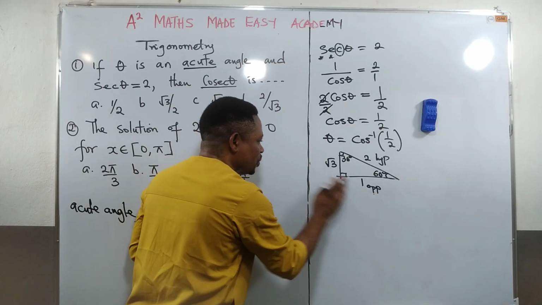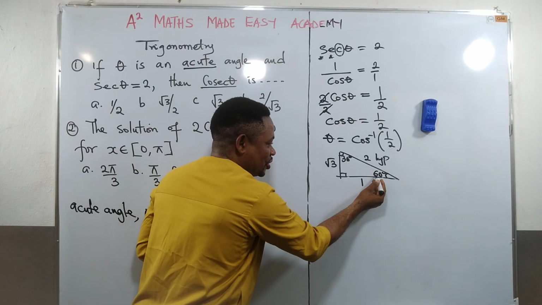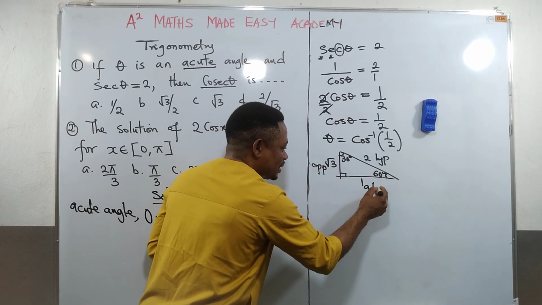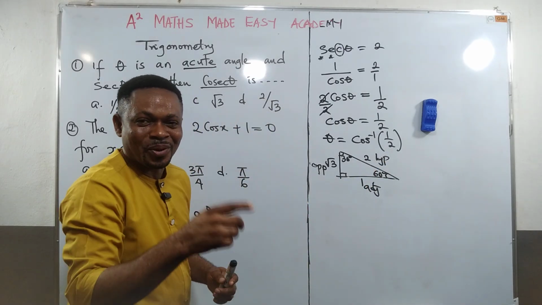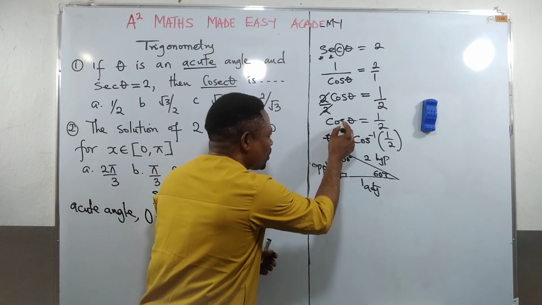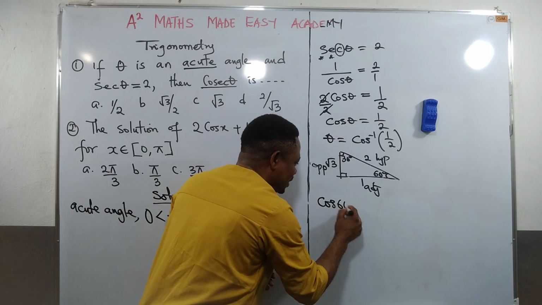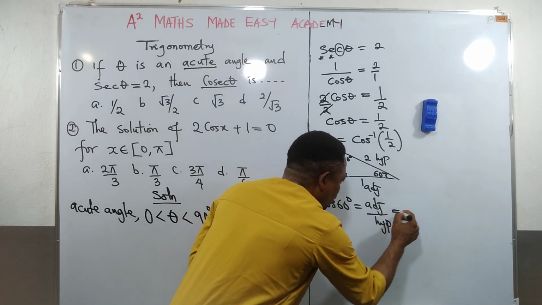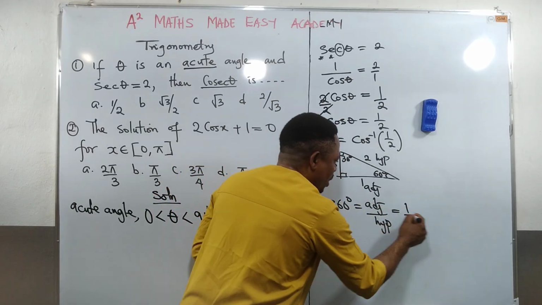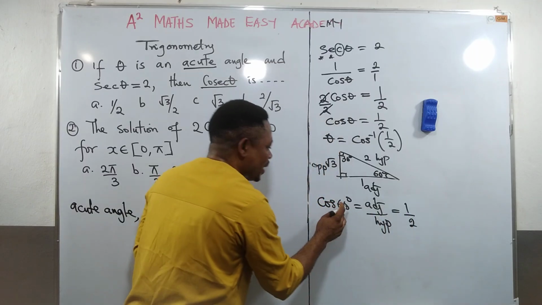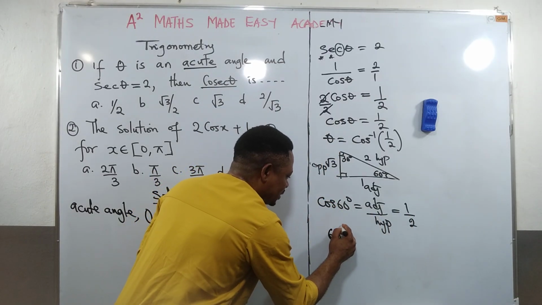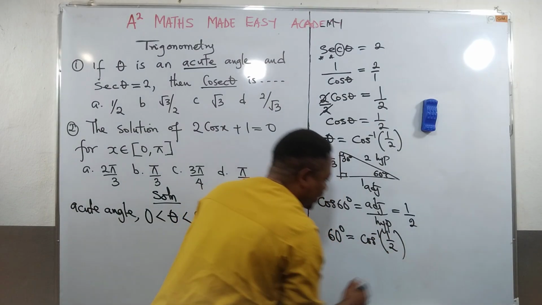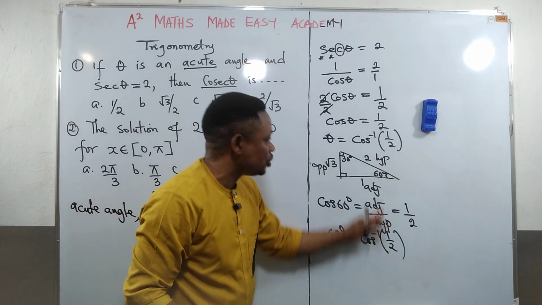If I'm using 60 degrees now, the direction will change. This is 60; we call this opposite, and we call this adjacent. The longest side is the hypotenuse. We are looking for cos, so I will now generate cos 60 degrees. Cos is adjacent over hypotenuse. Adjacent is 1, hypotenuse is 2. Make 60 the subject of the formula: 60 degrees is now cos inverse of 1 over 2. Can you see that this one and this one are the same?